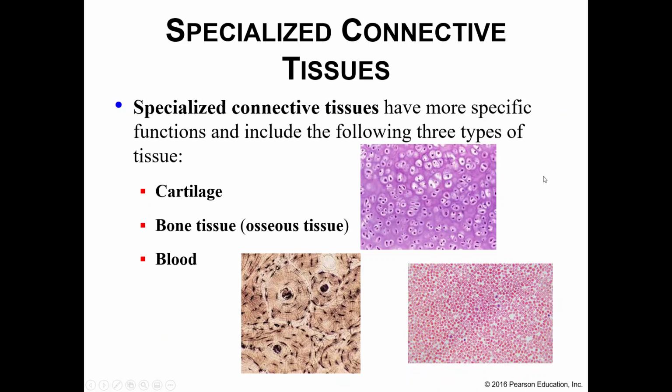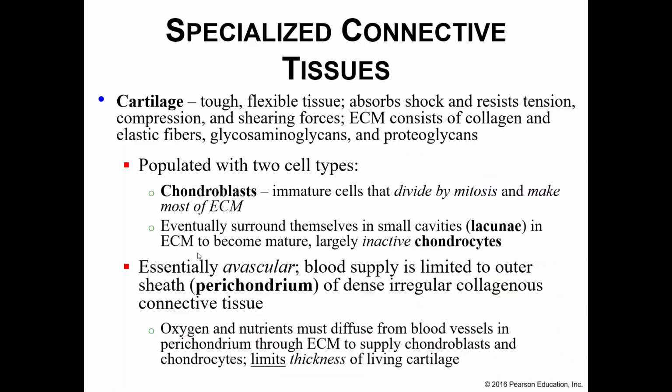Okay, so now we're into our specialized connective tissues. I like this definition: specialized connective tissue has more specific functions, right? They're specific. So we have a couple types of cartilage we're going to talk about, and then we're going to mention bone and blood.